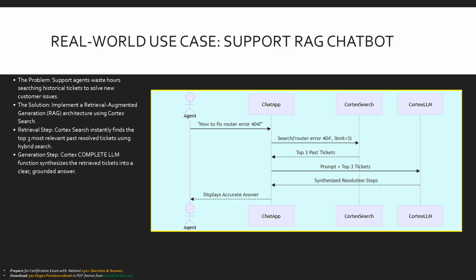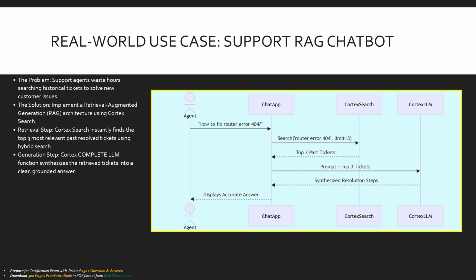This sequence diagram details the exact flow of data in our RAG chatbot use case. The human agent initiates the flow by asking a natural language question in the chat app. The chat app securely calls the Cortex Search API, requesting the top 3 relevant documents. Cortex Search instantly returns the historical tickets. The critical step happens next.